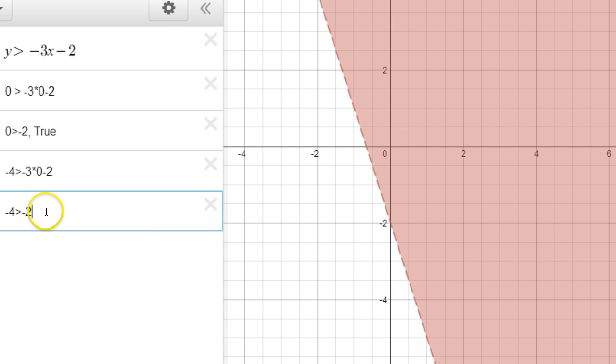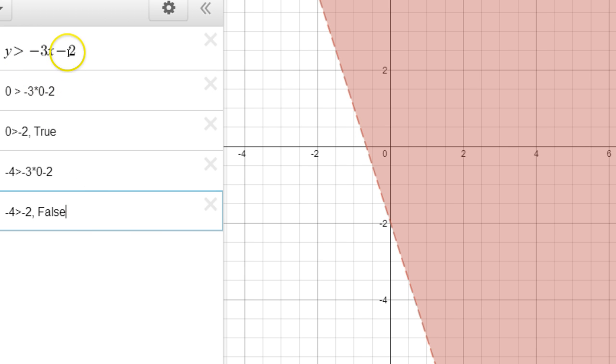Some of you guys are going, oh, well, that is true. 4 is greater than 2. So you would say, why isn't that true? Well, here's the thing. Negative 4 is not greater than negative 2. Okay, so since this is a false statement, everything on this side of the boundary line would not be included in my answer that could make this a true statement, okay?